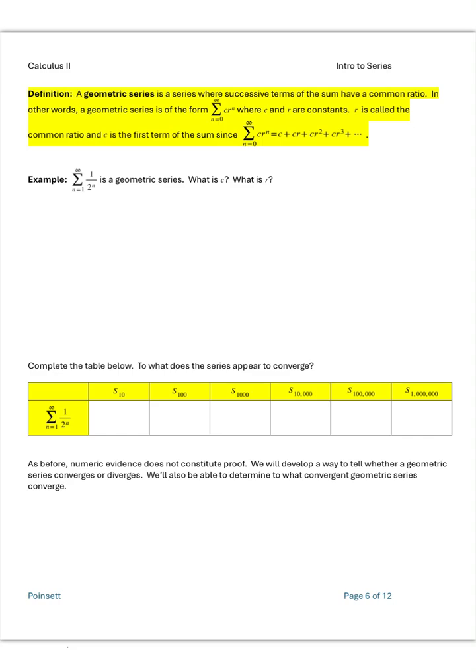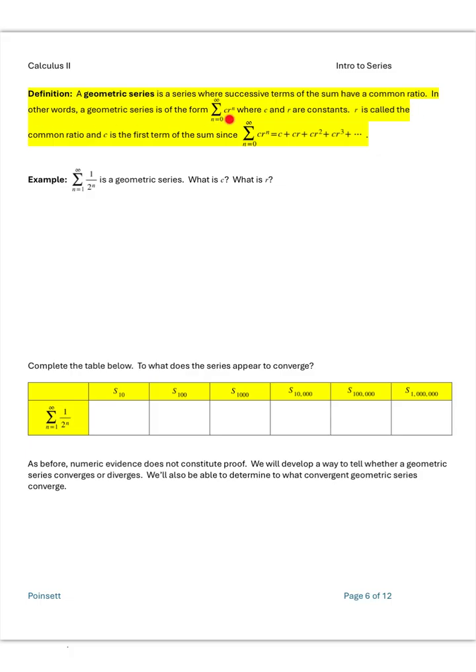Here we will be studying an important infinite series known as a geometric series. As you will see, it is the sum of a geometric sequence. Here's the definition. A geometric series is a series where successive terms of the sum have a common ratio, just like that of a geometric sequence.